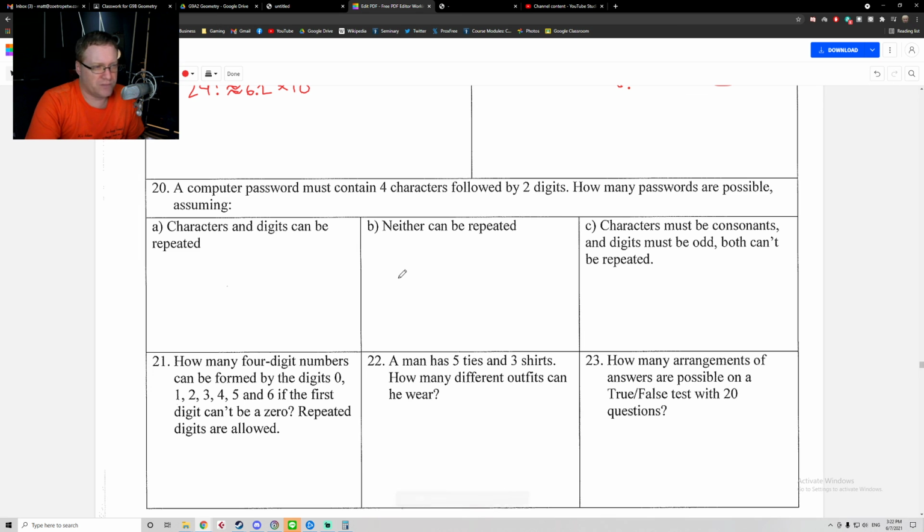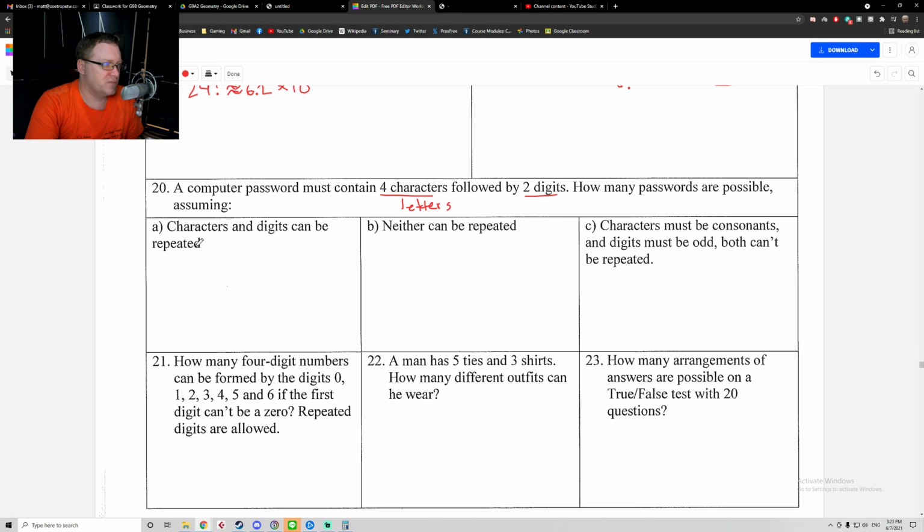Now, these are very similar to what we did yesterday. I don't really want to go through them all, but I'll show you real quickly. For example, we have a password. It needs to have 4 characters, and when it says characters here, it means letters from the alphabet, and 2 digits. How many are possible?